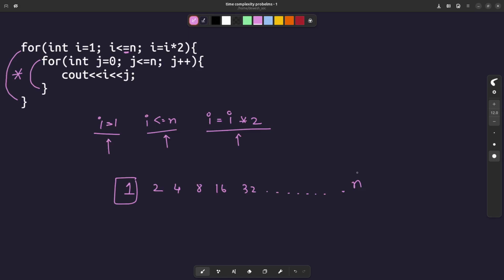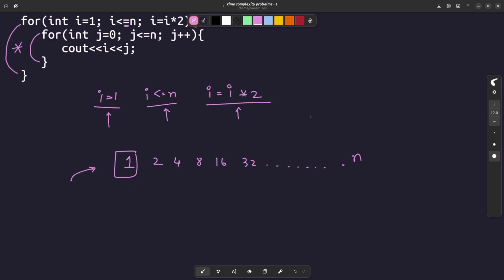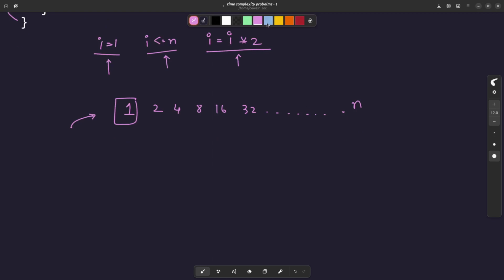So how many times the I loop, the outer loop will run, depends on how many terms are there in this series. If there are 5 terms in this series, then the outer loop runs 5 times. If there are n terms in this series, the outer loop will run n times. So I need to find how many terms are there in this series. Let's do that. How do I find the number of terms? Simple. Just remember this. Number of terms is equal to number of steps plus 1.